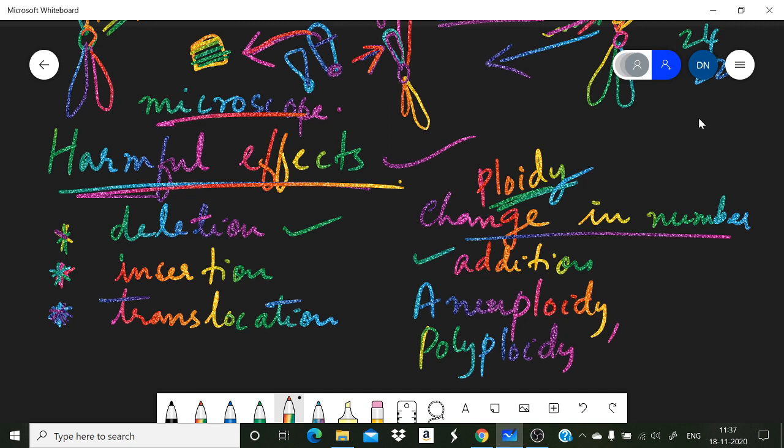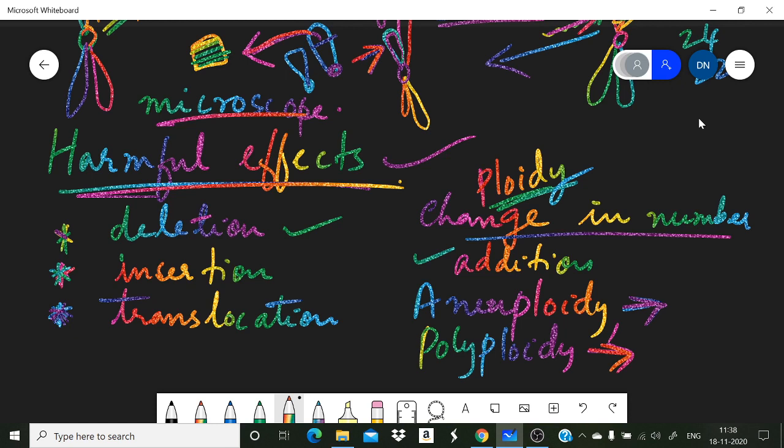So aneuploidy means it is a change in chromosome number which is not the exact multiple of the basic haploid number, because there is no change in the haploid number of the chromosome. But polyploidy means there is a multiple set of changes in the chromosome number. Polyploidy is also known as euploidy.